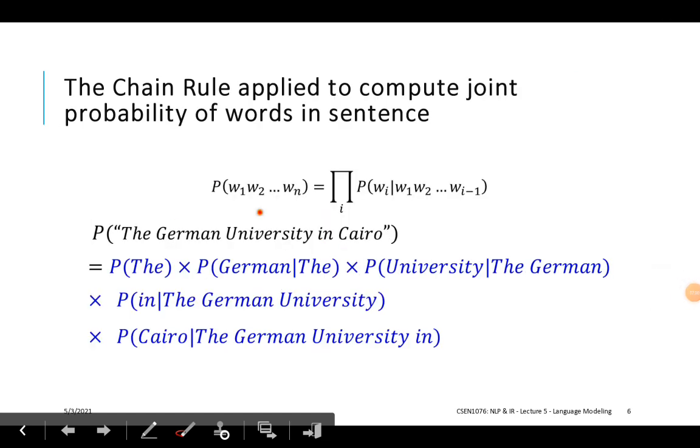So basically, if you have a sentence such as this one, the German University in Cairo, it's basically the probability of the, multiplied by the probability of German given the, multiplied by the probability of university given the German, and so on. So here we can use the product symbol in mathematics to formulate this into a more generic formula, which is the probability of a word i given all of the preceding words to i.